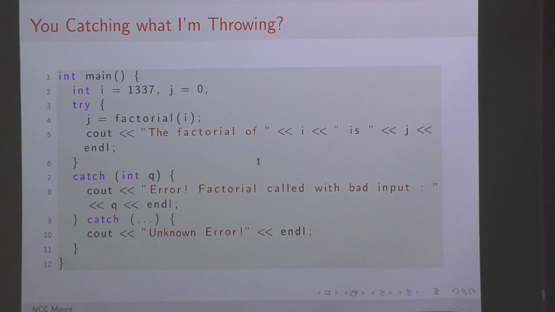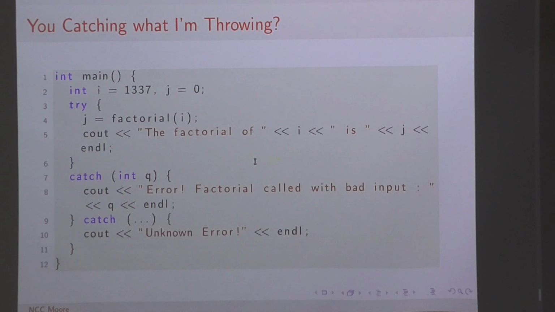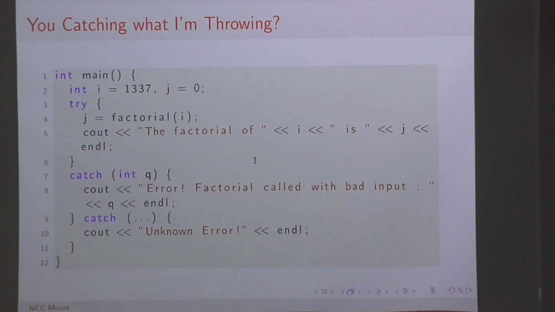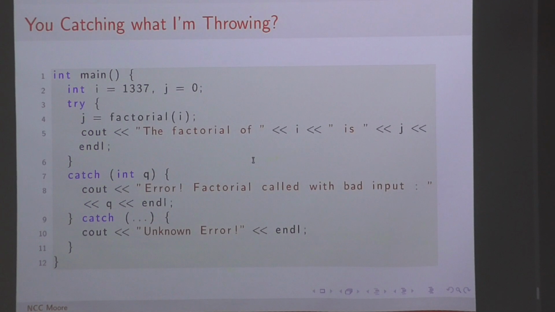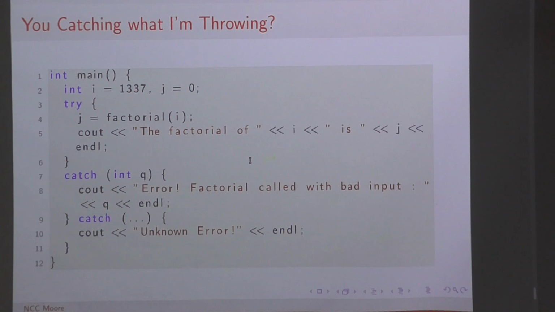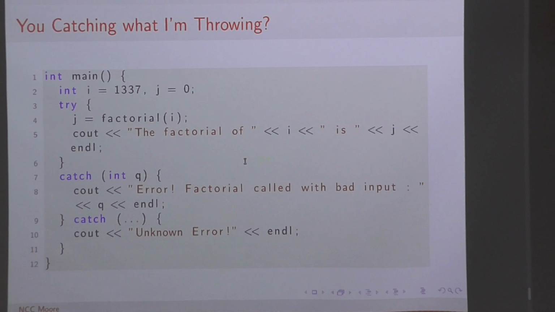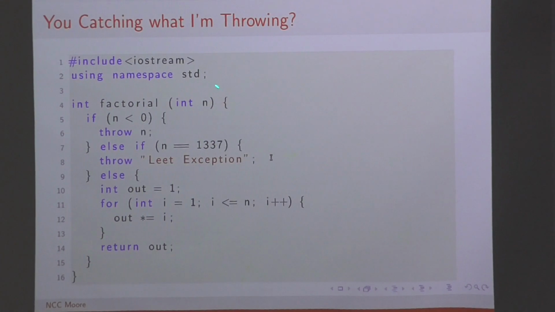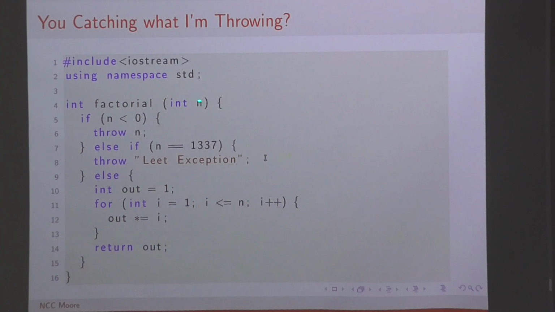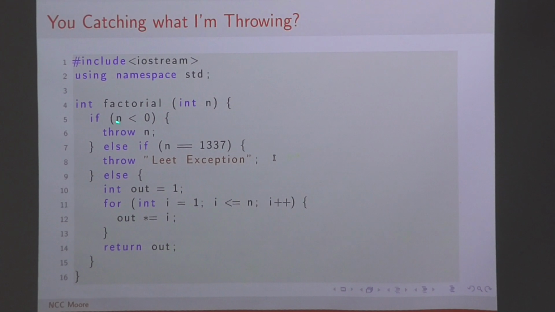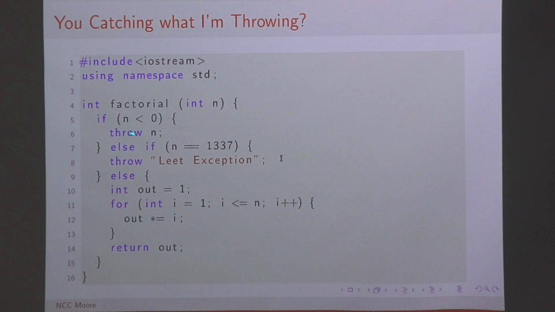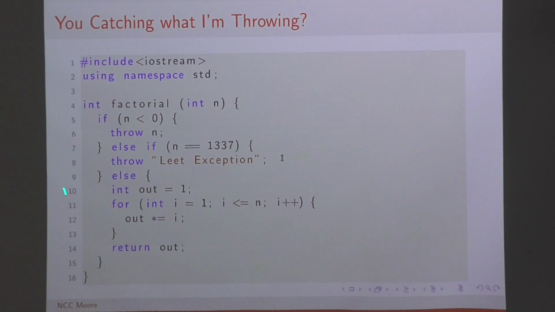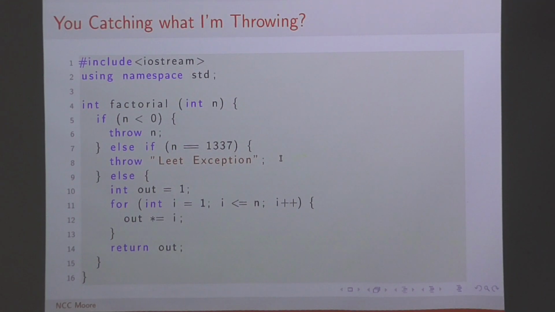Any questions? Yes. Where does the n come in that was thrown? The n? Oh, you threw n, right? In the first one? So let's say that, just for the sake of argument, i is negative 10. We call factorial with negative 10. So n's value here will be negative 10. If n is less than 0, we enter this if statement, and it throws the value of n, which is negative 10, right? That terminates this function.